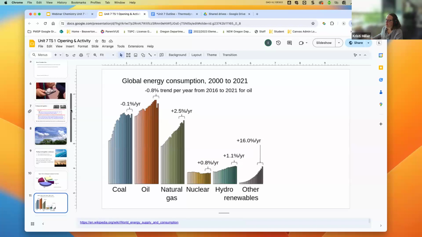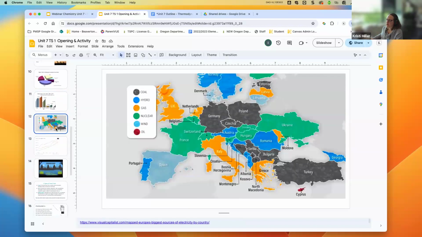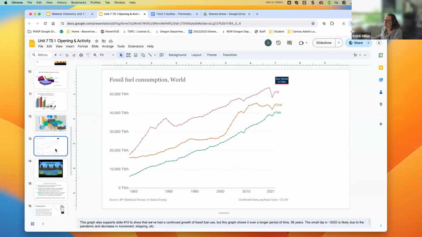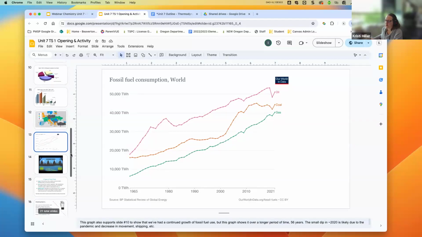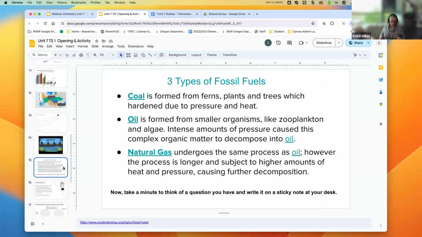I believe this one is world energy supply. I love this one. What are people using around the world? This one is Europe here, but what kind of fuel are people using around the world? And then more about fuel consumption around the world. And then, where do fossil fuels come from at all? This is a short video talking about where it comes from. And then we focus in on three different kinds of fossil fuels.